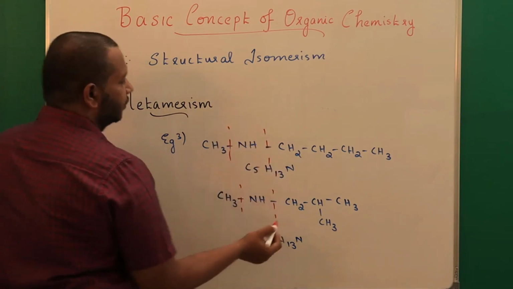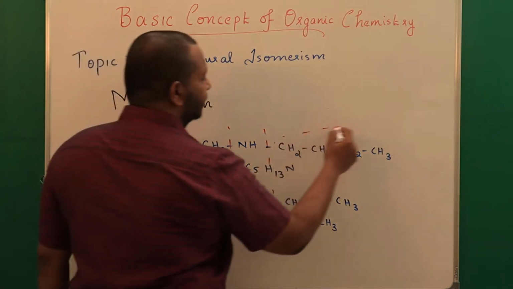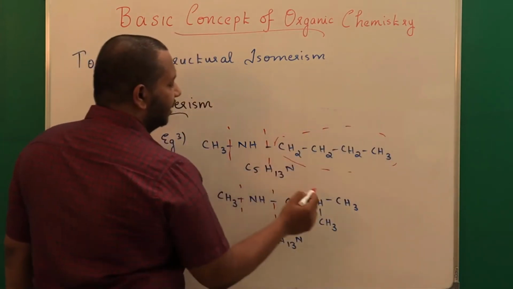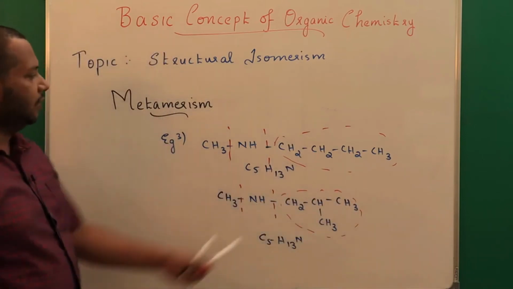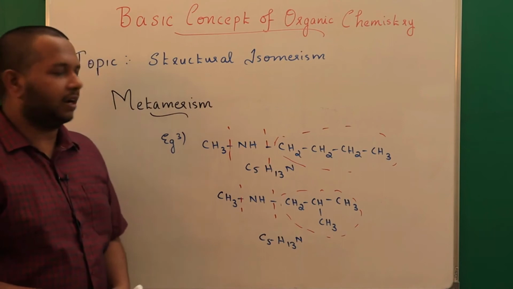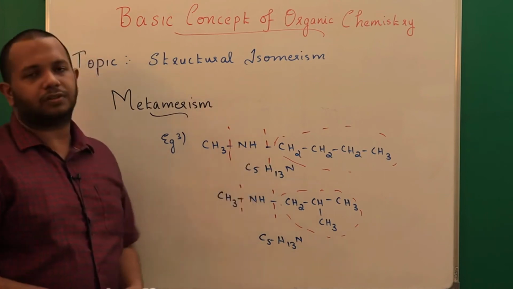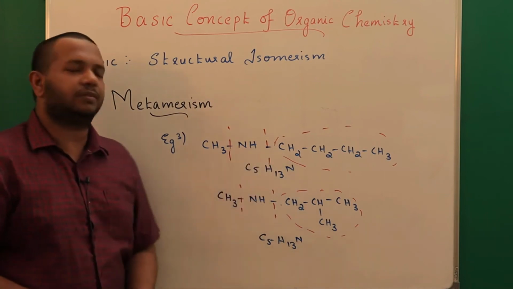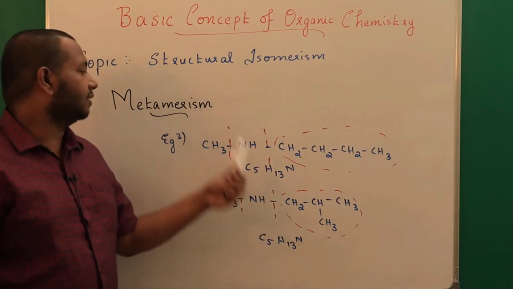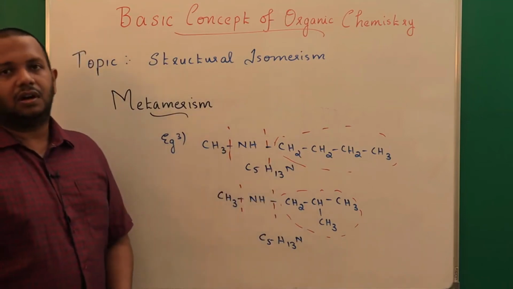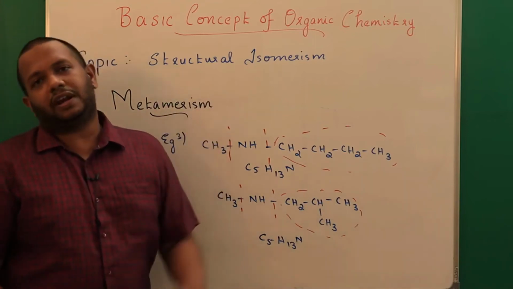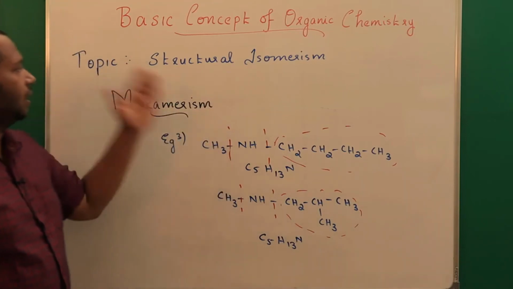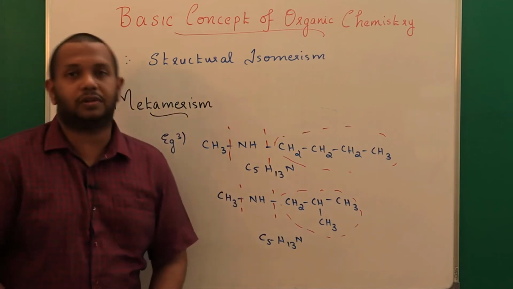Into this polyvalent functional group, different alkyl chain is attached. Here a linear chain is attached, and here you can see a branched chain is being attached. So both are differing in the alkyl chain part that is attached to the polyvalent functional group. So these two are examples of metamers. I hope now metamerism is almost clear for you. Now we will go to the next type of structural isomerism, that is called tautomerism.